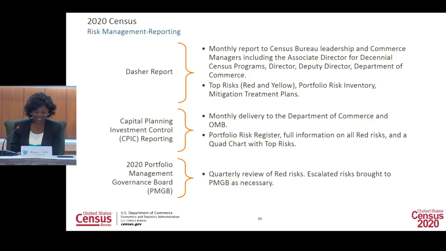My apologies. We regularly report out on our risks, including the following deliverables: the DASHA report, which is reporting to our census senior managers, as well as the Department of Commerce, on our top risks, including our mitigation and treatment plans; our capital planning and investment control reporting, which is the E300, where we do monthly reporting to the Department of Commerce, as well as the Office of Management and Budget, on our full portfolio risk register, as well as our top risks on a quad chart. We also report out to the Portfolio Management Governance Board on a quarterly basis on our top red and yellow risks.